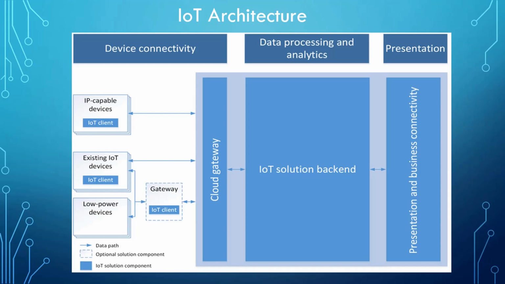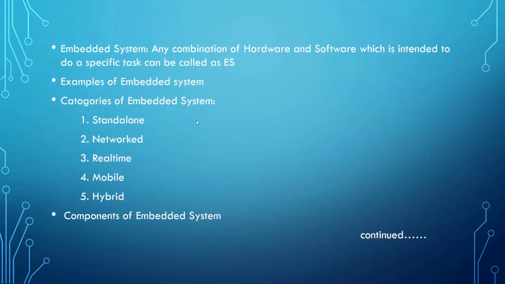The blue path is showing the data path. And then we studied how the gateway is connecting to both steps: device connectivity and data processing and analytics. Then we studied what the presentation part is. In presentation and business connectivity, there is a connection from the IoT solution backend to presentation.